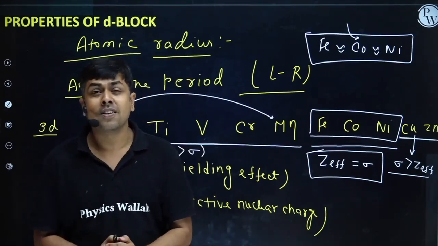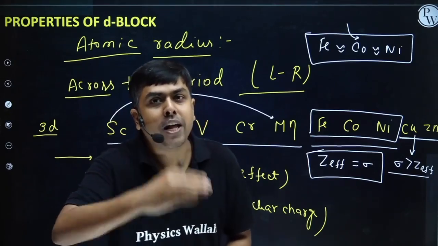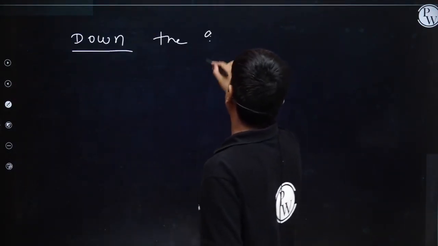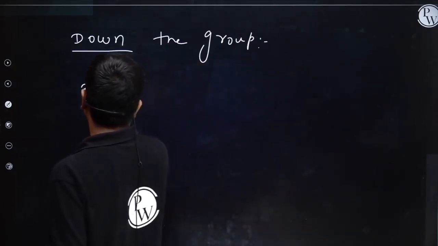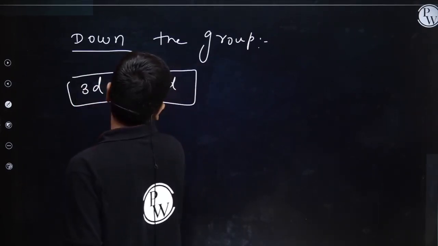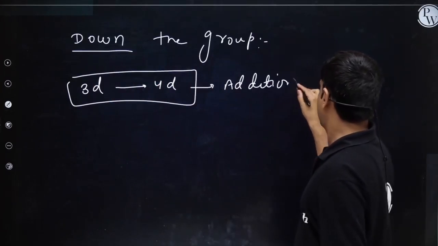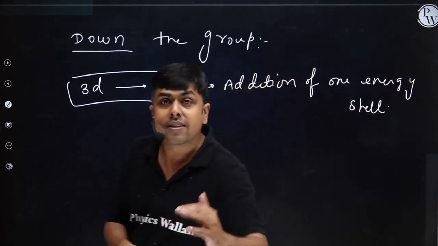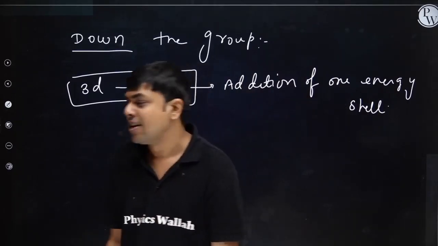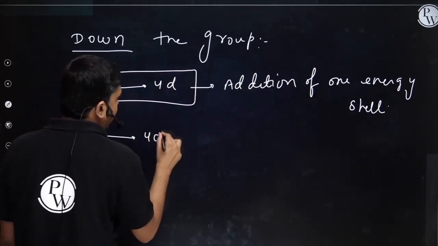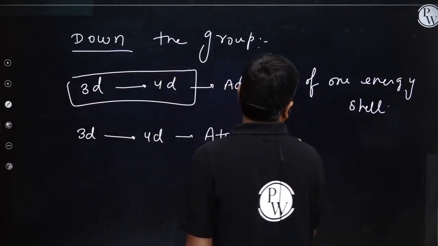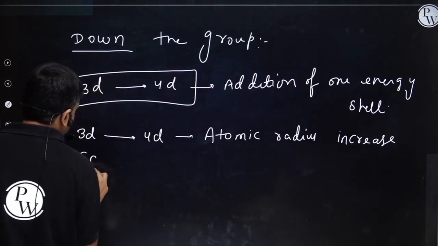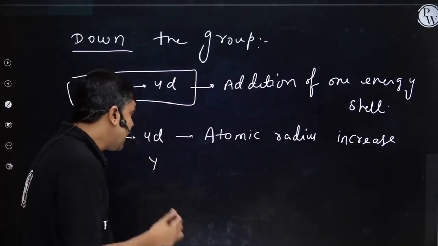Students, now it's time to discuss what happens to atomic radii as we move from 3d to 4d and 4d to 5d, down the group. As we move from 3d to 4d series, there is addition of one energy shell. And if the number of energy shells increases, can I say atomic radii will increase? So as we move from 3d to 4d, atomic radius increases. If I talk about scandium and yttrium, which one will have larger size? Yttrium. Am I clear, students?